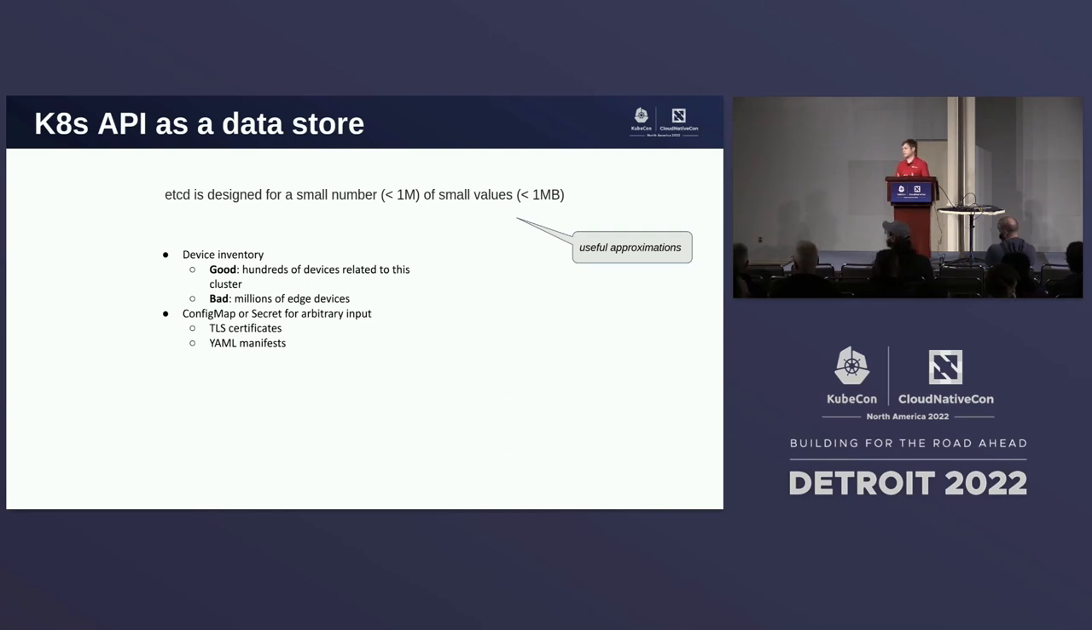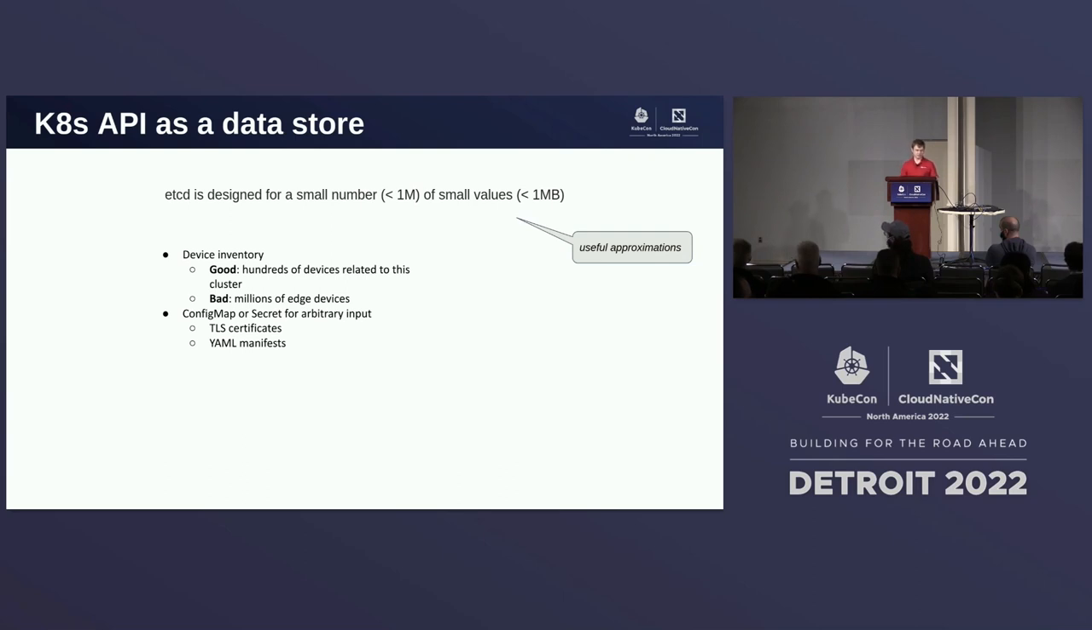We do Kubernetes native infrastructure. So we're very deep in the OpenShift world, at least philosophically, into managing infrastructure using Kubernetes native APIs. So we run up against these scale concerns periodically. And when you think about a problem space like a device inventory, a good metric would be hundreds of devices that are related to this cluster, like the nodes in that cluster, and the machines that are part of the cluster API, these kinds of things. Bad would be millions of edge devices. You probably should not be trying to track that as CRDs in your Kubernetes cluster.